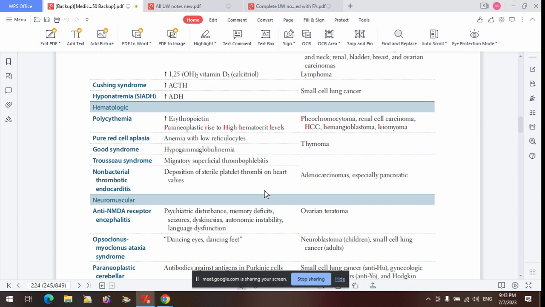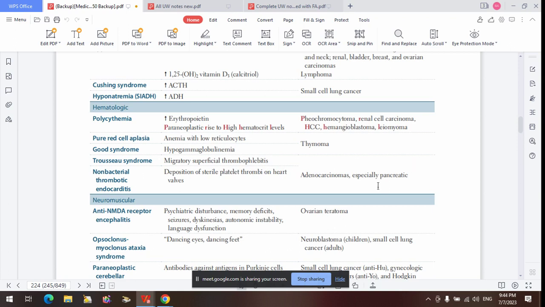So those rash-like lesions will just be moving from one region to another, and also they'll be having redness in different parts of the body. It will be painful too. So we call that migratory superficial thrombophlebitis. It's a paraneoplastic manifestation of pancreatic CA. I'll call it Trousseau syndrome.